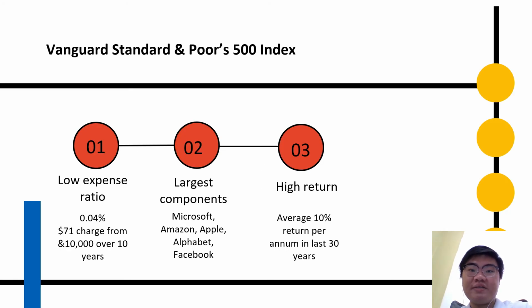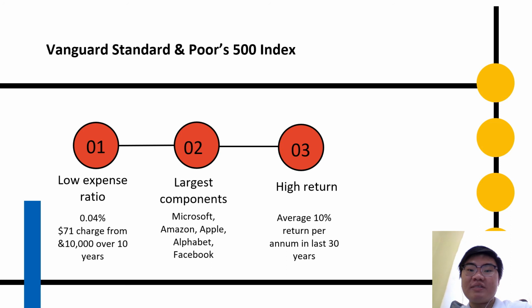Lastly, we would like to suggest our client to invest in the Standard & Poor's 500 index, S&P 500. The advantage of the Vanguard S&P 500 ETF is that the expense ratio is as low as only 0.04%, and it does not charge sales or application fees. For every 10,000 of investment over 10 years, the fee is only $71.